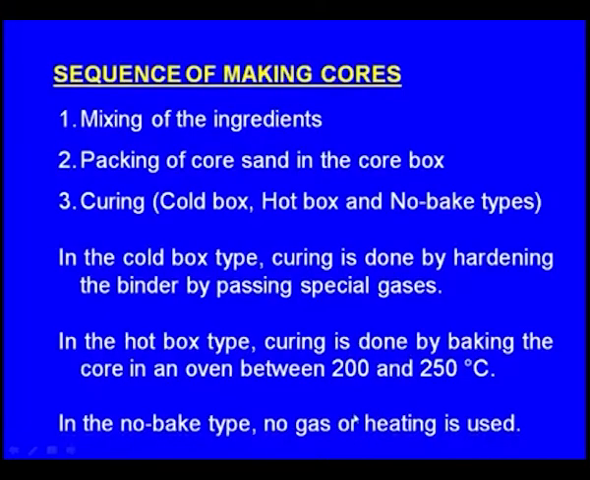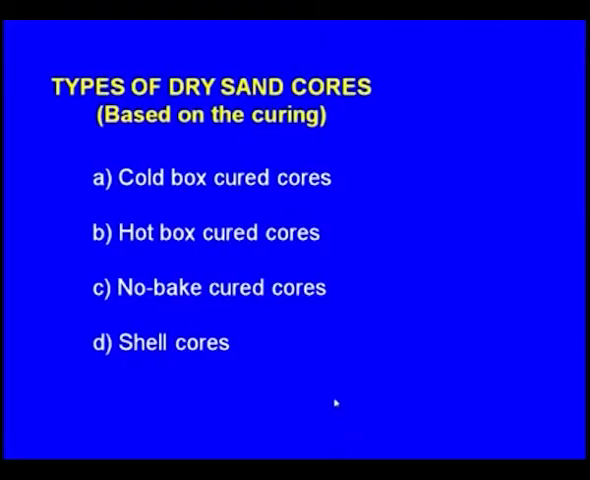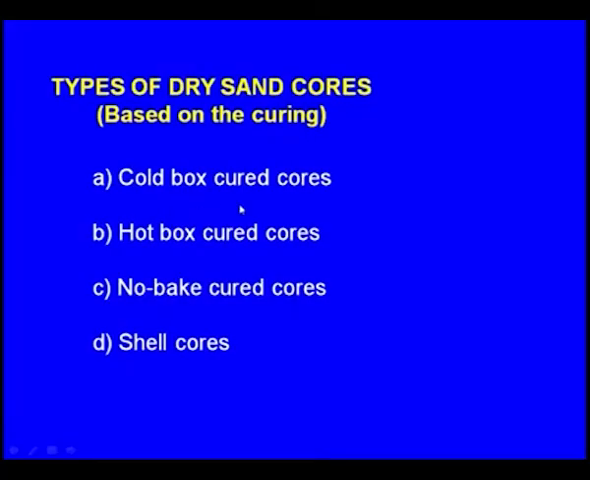We mix some binder, and the moment we place the core sand in the core box, within a few minutes it will be hardened. These are the types of the dry sand cores based on the curing. Previously we have seen based on the sand. Now these are the types of the dry sand cores based on the curing. One is the cold box cured cores. Next one, hot box cured cores. Next one, no bake cured cores, and finally the shell cores.